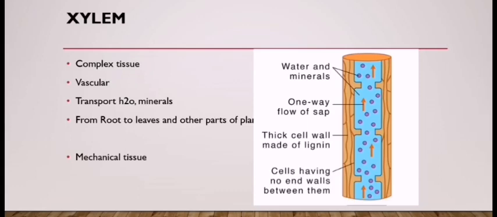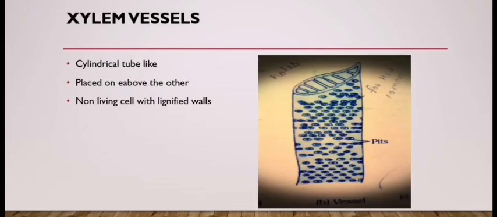Xylem, the first point you will write is that it is a complex tissue. It is vascular and helps in the transport of water and minerals from root to the leaves and other parts of the plant, and it is also a mechanical tissue. An important thing to mention is that it transports water and minerals from root to the leaves and all other parts of the plant only in one direction. That means xylem will have a unidirectional flow. They have thick walls which are made of lignin also.